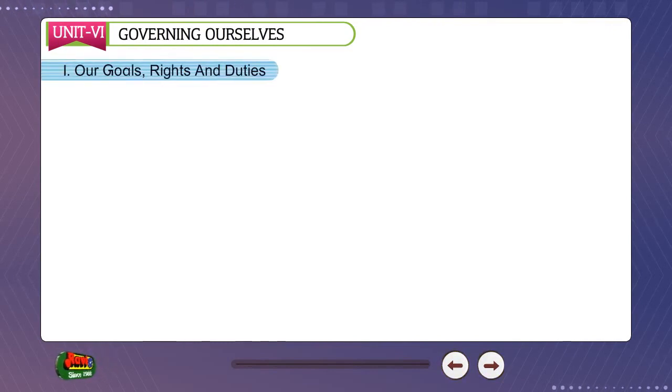Unit 6. Governing ourselves. 1. Our goals, rights and duties.